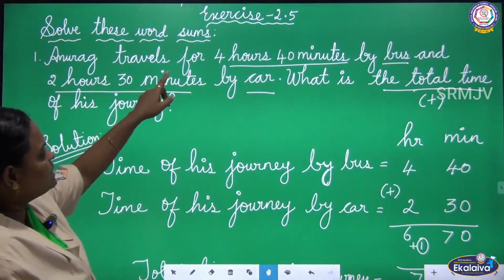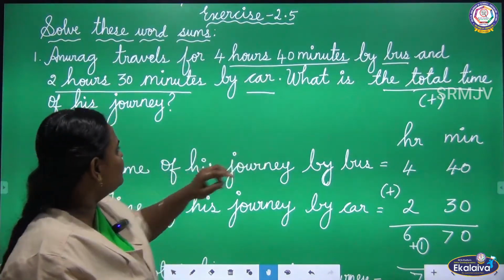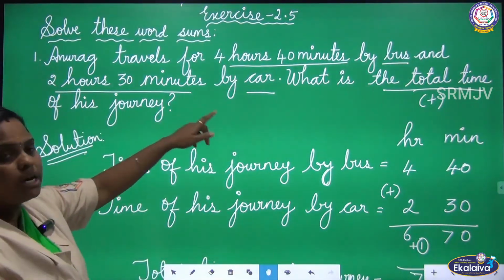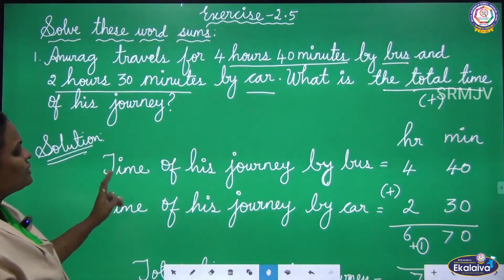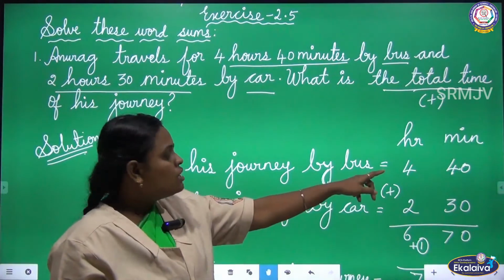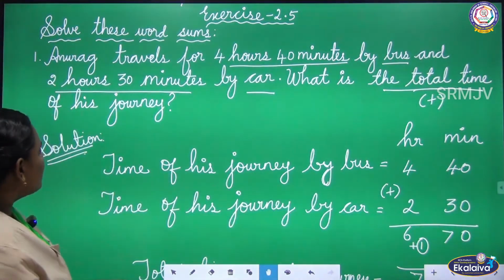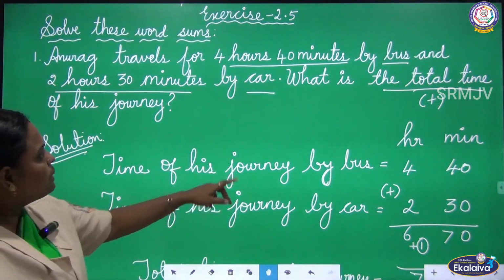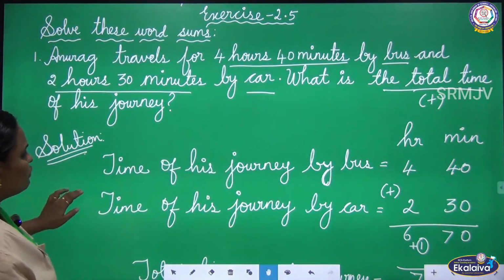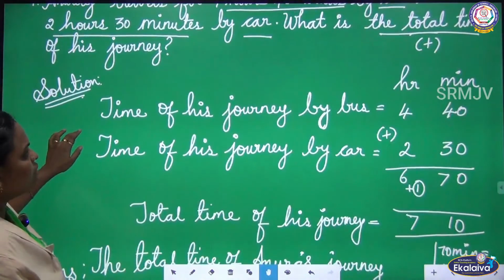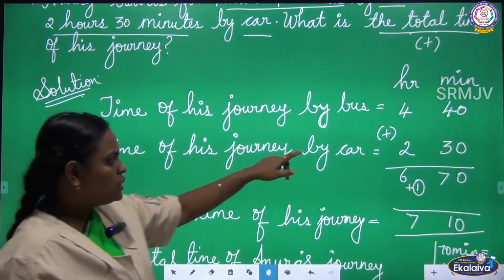Anurag travels for 4 hours 40 minutes by bus and 2 hours 30 minutes by car. What is the total time of his journey they are asking? So, first time of his journey by bus is 4 hours 40 minutes and then time of his journey by car is 2 hours and then 30 minutes. See, total means we are going to add and then find out the answer.